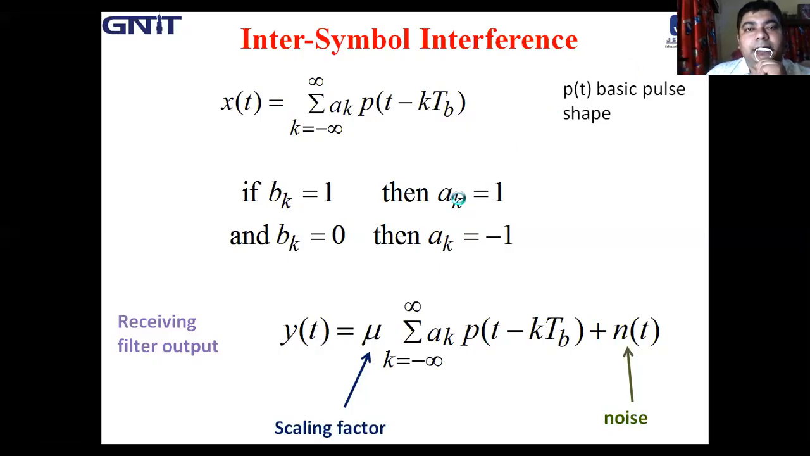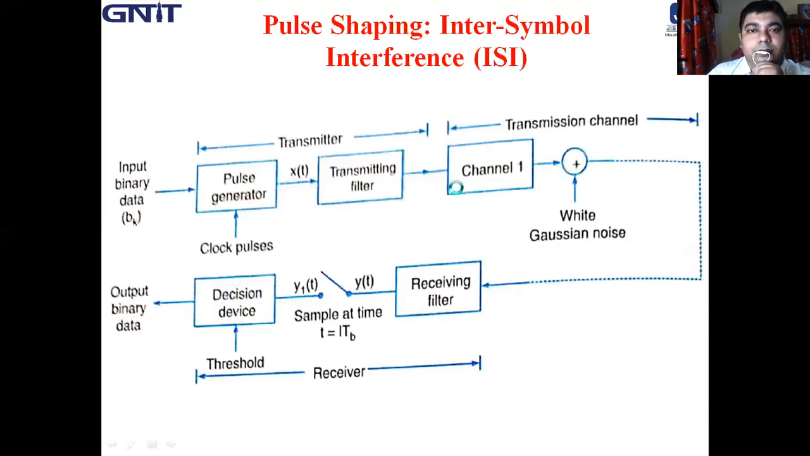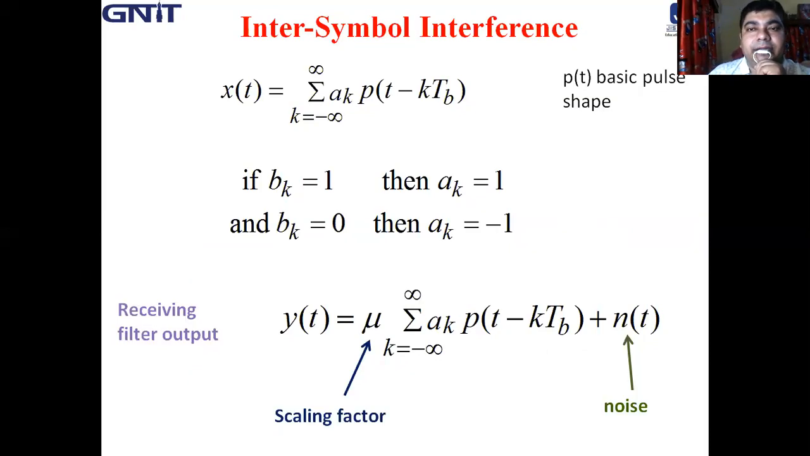Again, I am repeating, the sequence bk is applied to a transmitting pulse generator, and from the output of the pulse generator we can get a discrete PAM signal, which is denoted as x(t) equal to summation of ak p(t minus k Tb), where p(t) is the basic pulse shape and ak are the coefficients.